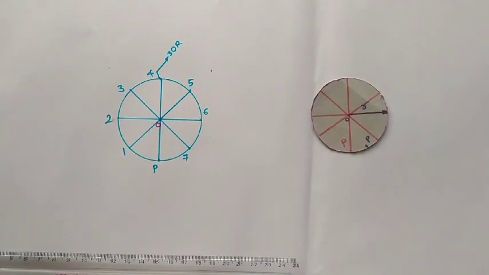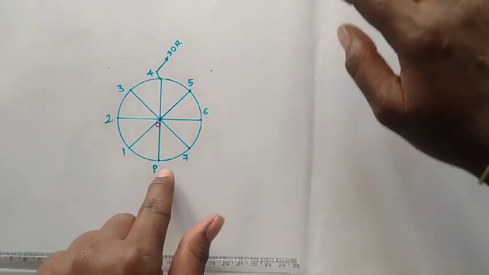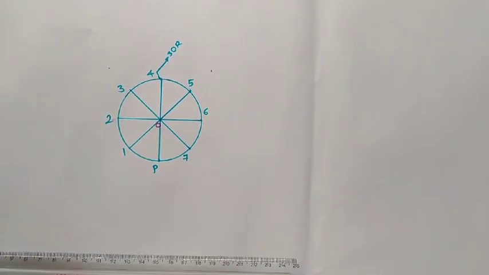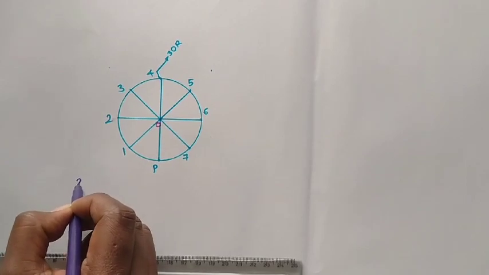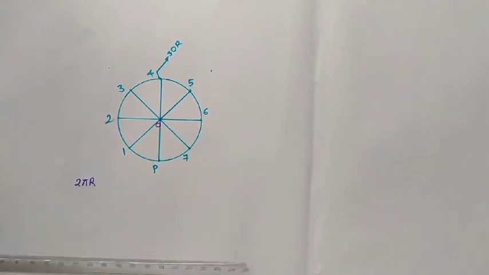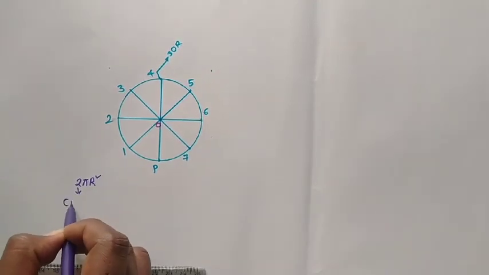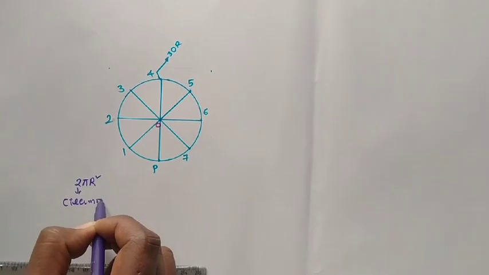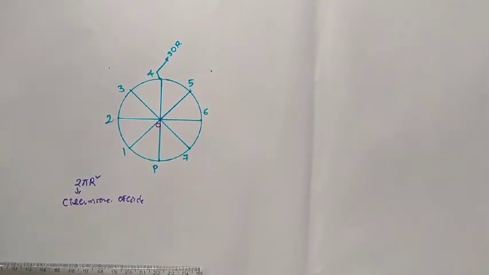You have to find out the straight line distance. When the circle completes its full rolling on a straight line, the length of the straight line is 2 pi r, where r is the radius of the circle. 2 pi r is nothing but the circumference of the circle.